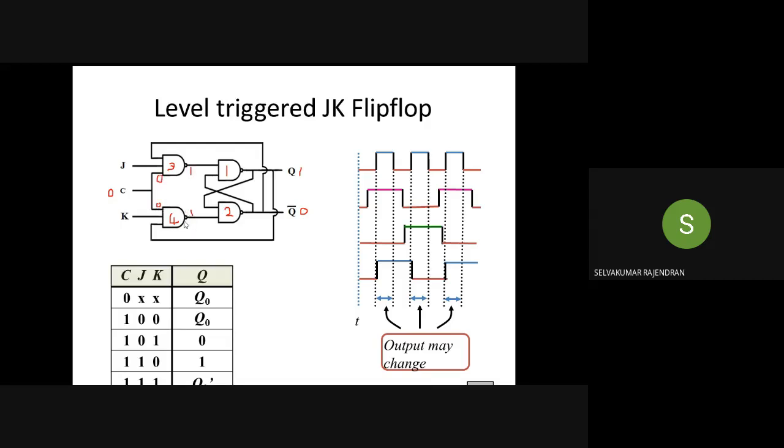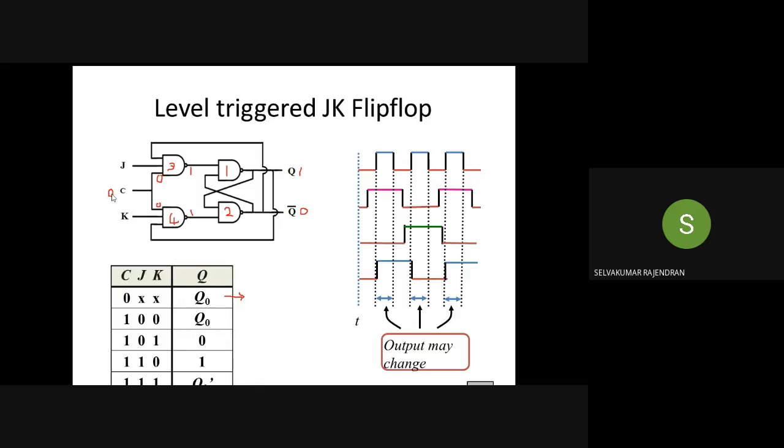The output of NAND gates 3 and 4 will be logic 1. If the input applied for this latch is 1 1, then Q and Q bar maintain their previous state values. There is no change, so Q0 will be maintained. Here you can observe the no change condition.